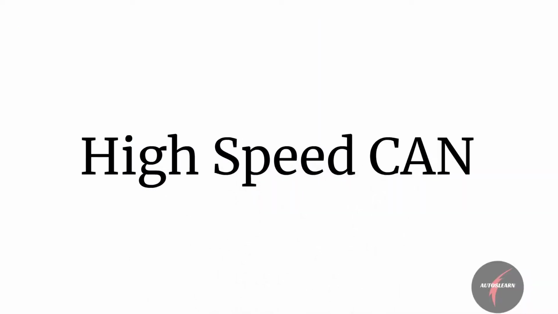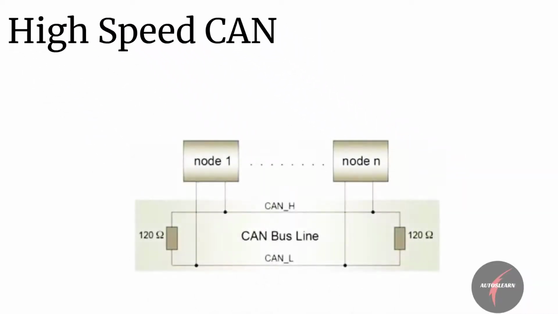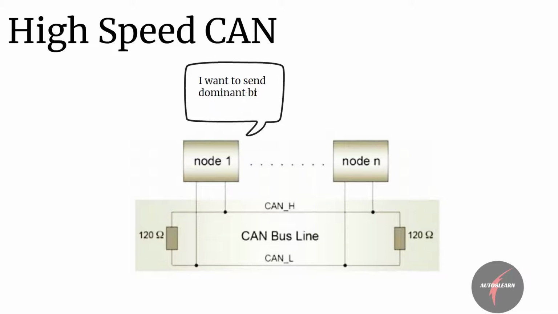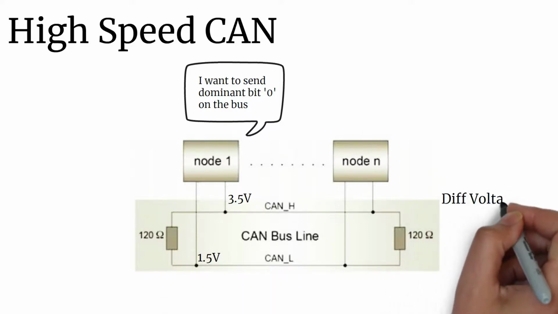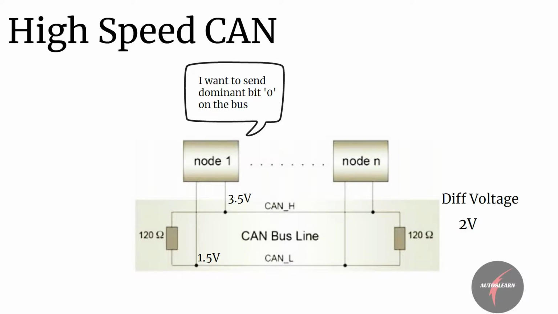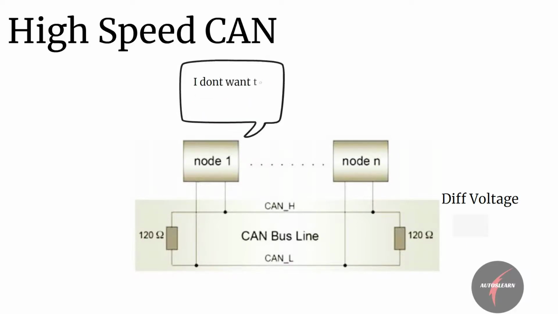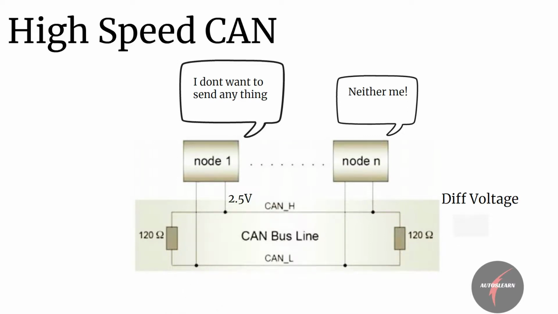If the network is high-speed CAN and the ECU wants to send a dominant bit, that's 0, then the ECU shall set the CAN high voltage value to 3.5 volt and CAN low to 1.5 volt, creating a differential voltage of 2 volt which indicates dominant bit transmission. In case if there is no transmission by any ECU, then by default the terminating resistance of 120 ohm will bring the network state to receive by bringing the differential voltage to 0 volt.